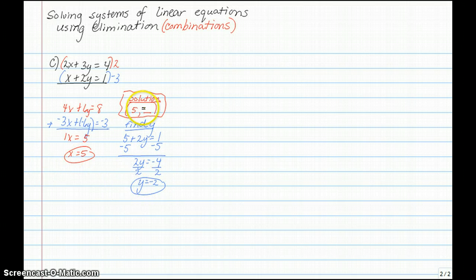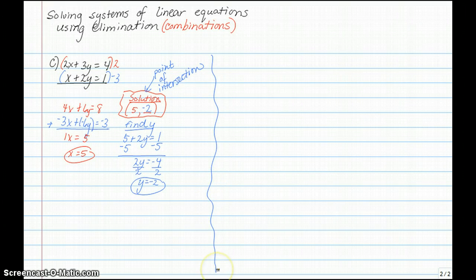So don't just leave it as x and y. It's an ordered pair because it is the point of intersection of these two equations. So your ordered pair solution, the point of intersection, is 5, negative 2. Again, do not forget, solution is the point of intersection. That's why it has to be an ordered pair of these two lines.